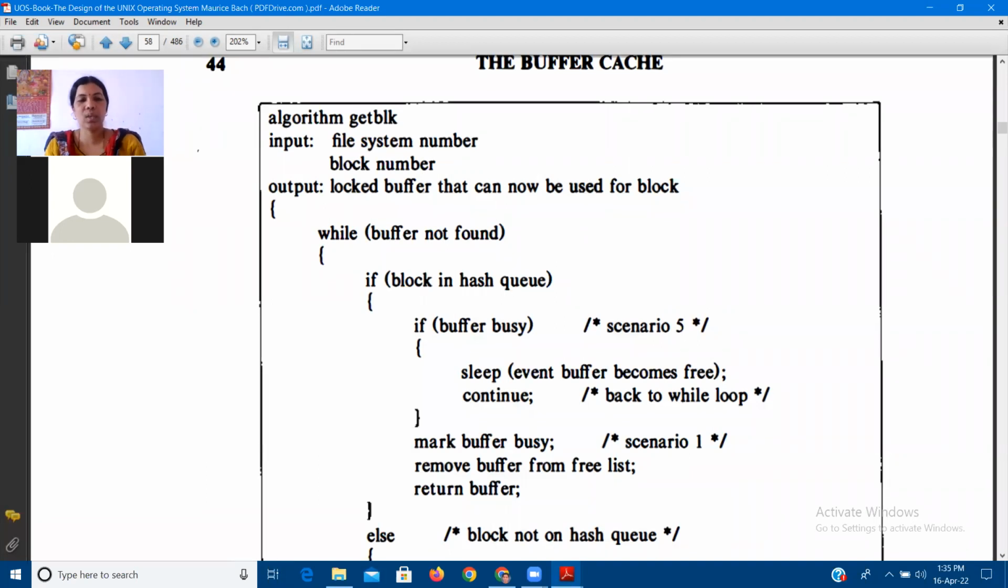Only 27 students are present. Tell your friends to join the lecture.